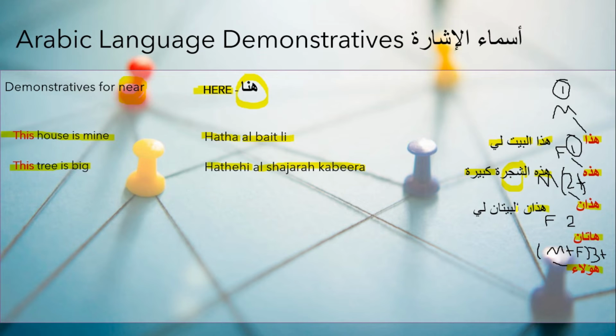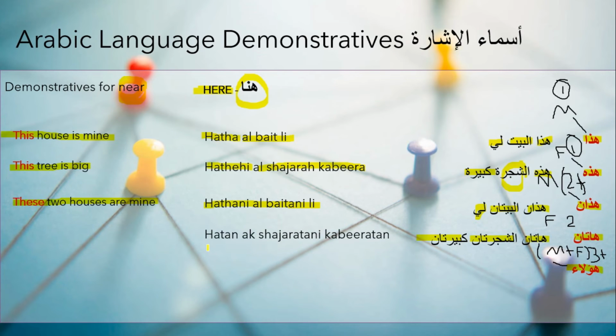هذان البيتان لي. There are two houses here. هذان البيتان لي. These two houses are mine. هاتان الشجرتان كبيرتان. As you can see here, هذان is for two, only two. شجرتان, two trees; two houses, two trees.